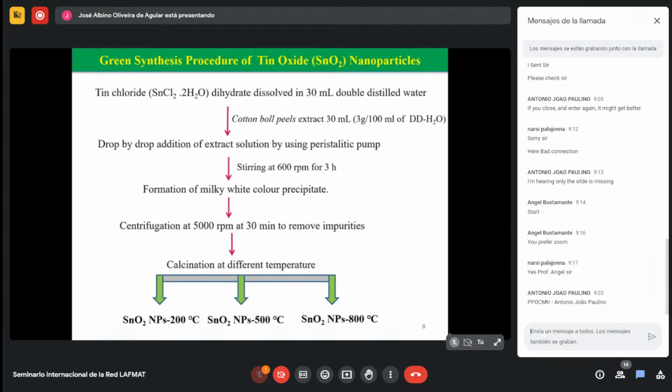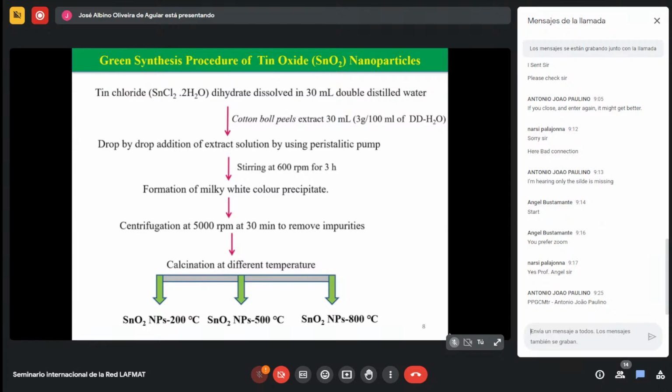So that fine powder, we make 3 grams in 100 ml, dissolved in double distilled water. Then we heat it so that the phytochemicals are completely dissolved in the water. Then we filter it, discard the remaining waste, and collect the extract.